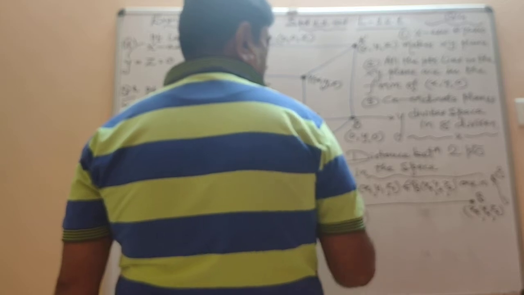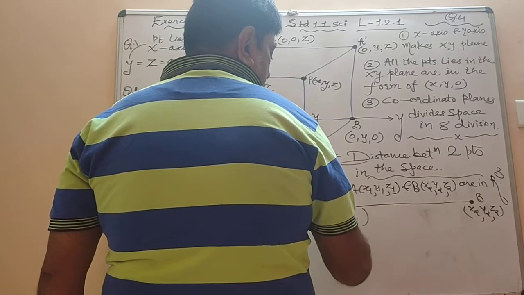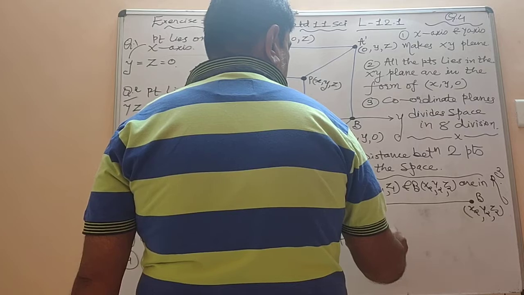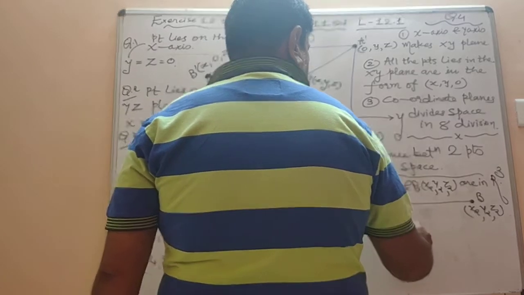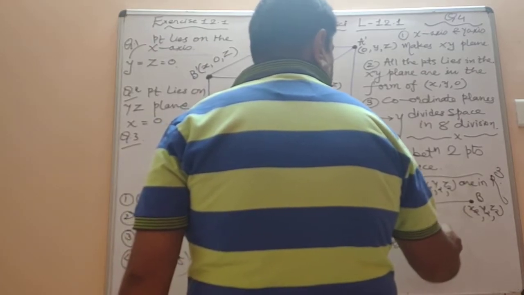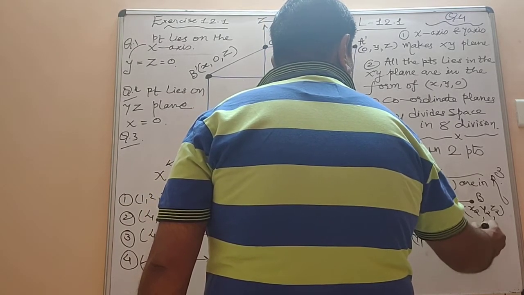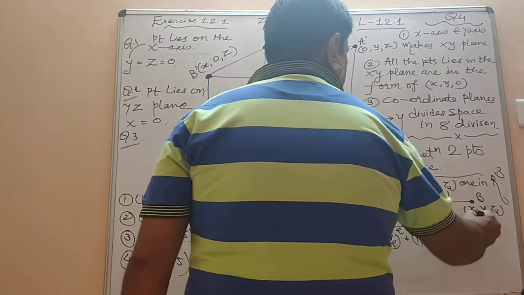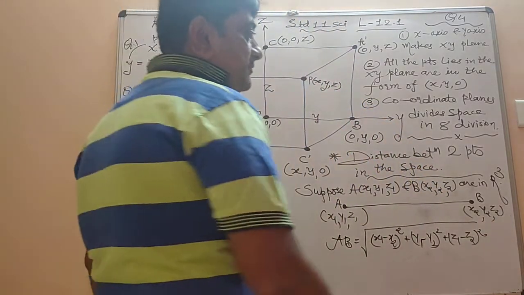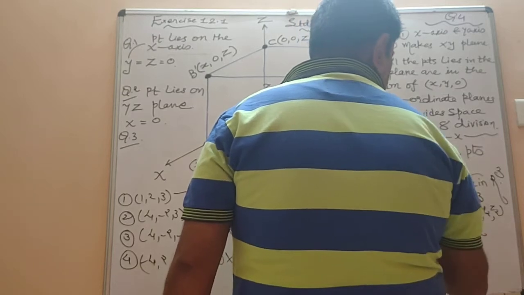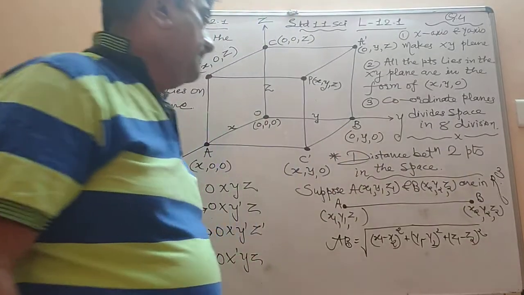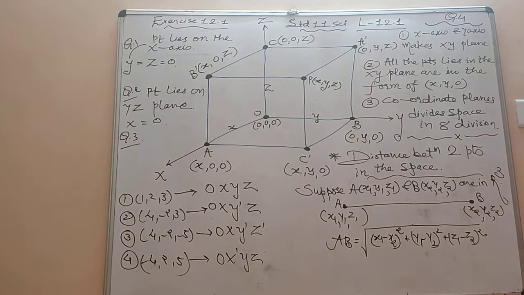So distance between AB is equal to x1 minus x2 the whole square, plus y1 minus y2 the whole square, plus z1 minus z2 the whole square, and its root. This type of distance formula you are studying in standard 10th also in two-dimensional geometry. Difference of x component the whole square, difference of y component the whole square and difference of z component the whole square.